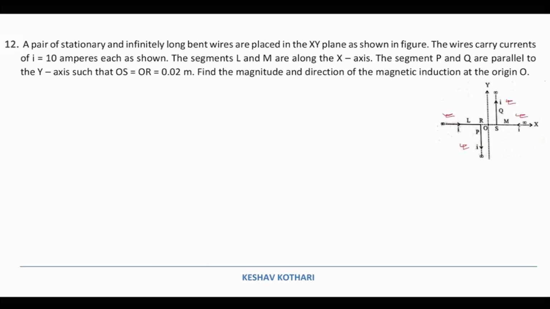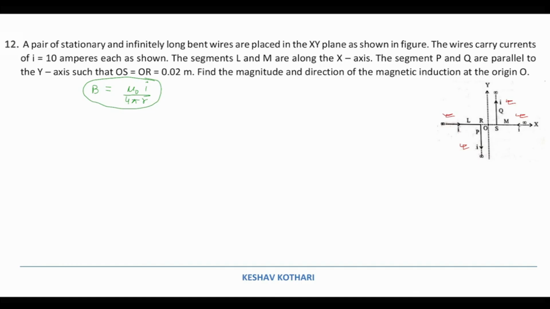such that OS equal to OR equal to 0.02 meter. Find the magnitude and direction of the magnetic induction at the origin O. So we are saying that the wires are representing semi-infinitely large wire. So magnetic field due to a semi-infinitely large wire is written as mu naught I upon 4 pi r. So we write it in this form of an expression, mu naught I upon 4 pi r. So this will be our working formula.